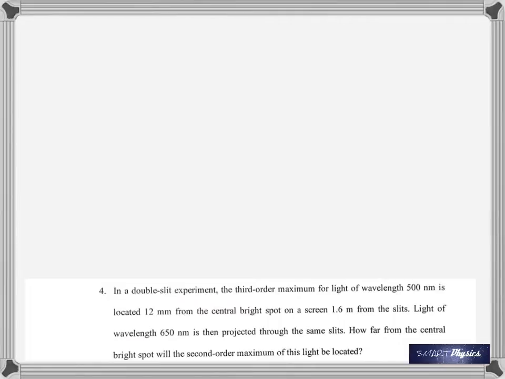This again is a comparison problem. You have two wavelengths and you have some constants here. The distance between the slits and the distance from the slits to the screen, that doesn't change. And you're looking for the new value of x, because it says how far from the central bright spot. And both are talking about maximas, right?